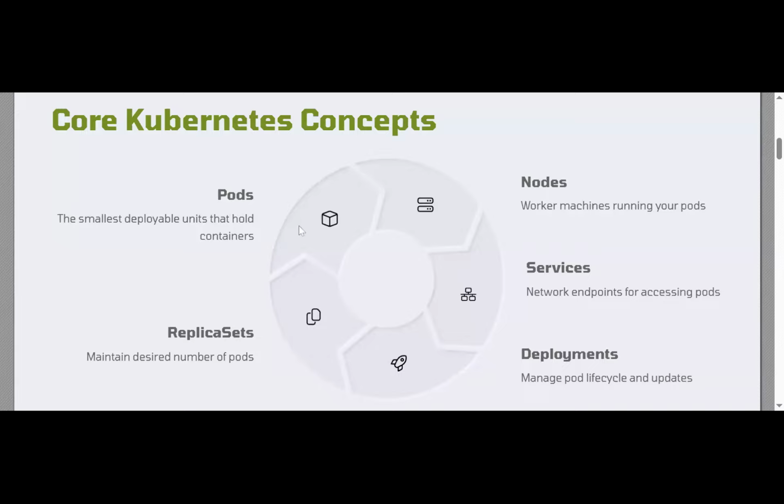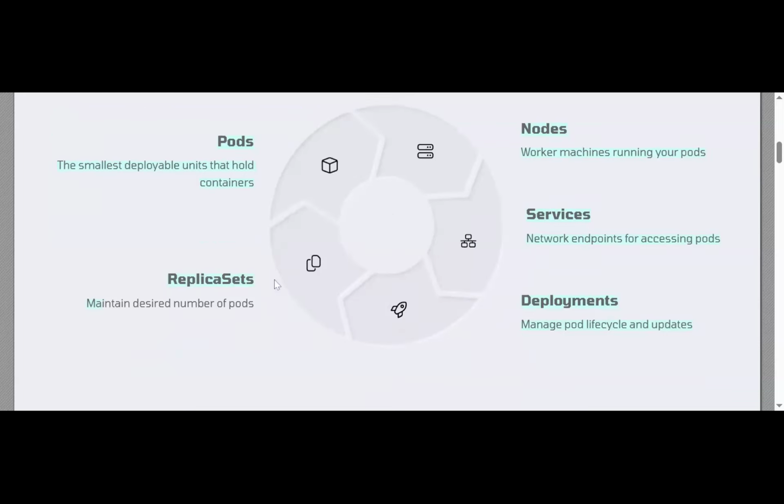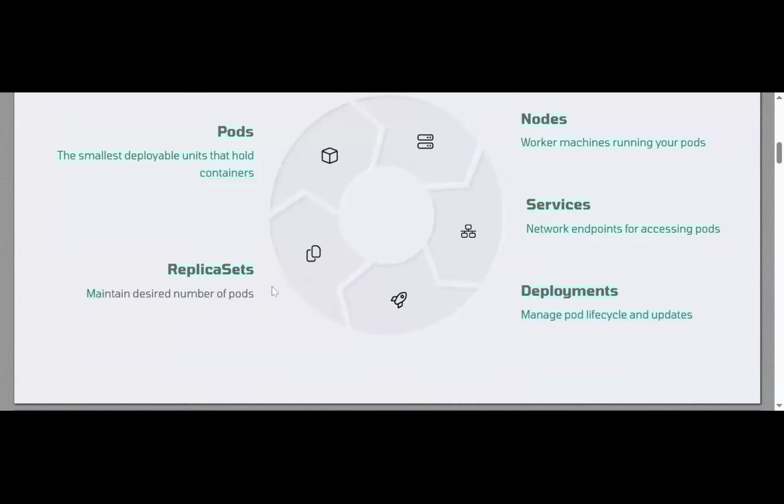Next, replica set: maintain the desired number of pods. Replica set means replication of the pod. If one pod is getting deleted, another pod should get created in its place. That's what a replica set is. So if we have defined the number of pods as three, and any pod is deleted, it will be deployed again automatically by itself. That's called a replica set.